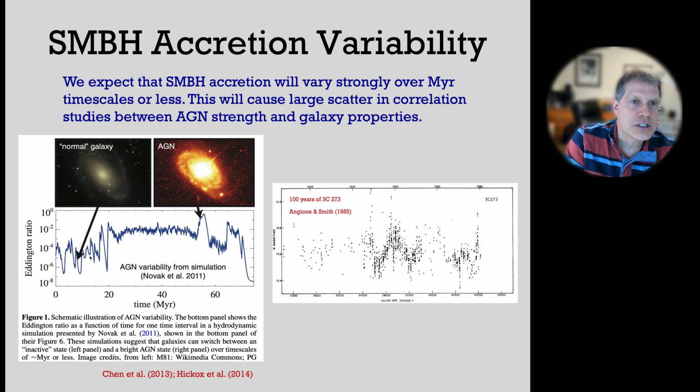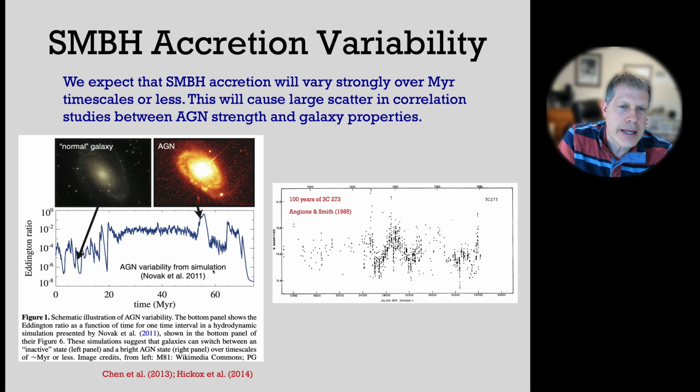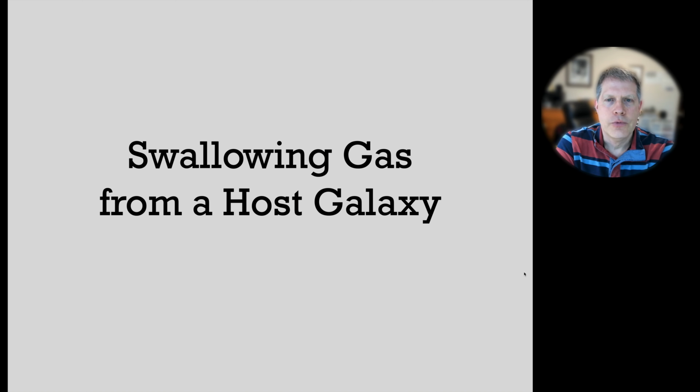Furthermore, if you look at numerical simulations of AGN variability and how much we expect AGNs to vary over long timescales due to changes in their feeding rates, they're expected to vary a lot in Eddington ratio, by orders of magnitude. And this can cause the same galaxy, containing the same AGN, to sometimes appear to be almost a normal galaxy when the AGN has become very faint, or alternatively, when the AGN happens, due to these fluctuations, to be accreting much faster, to appear as a luminous AGN. And so one has to deal with this accretion variability, which can induce large scatter in correlation studies between AGN strength and galaxy properties.